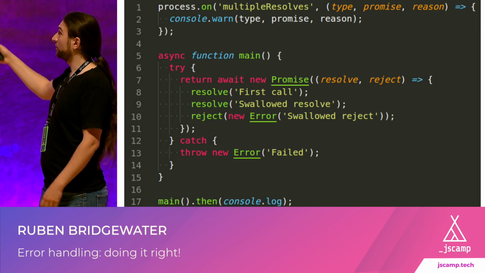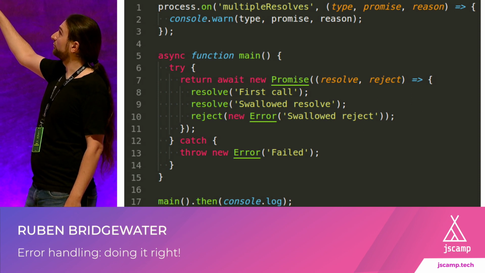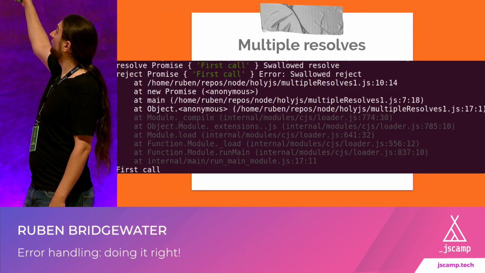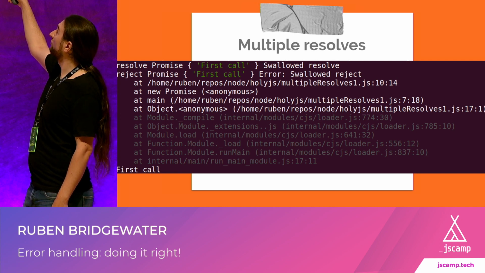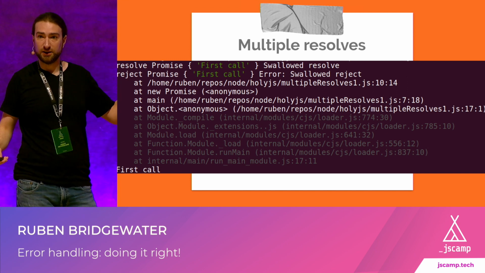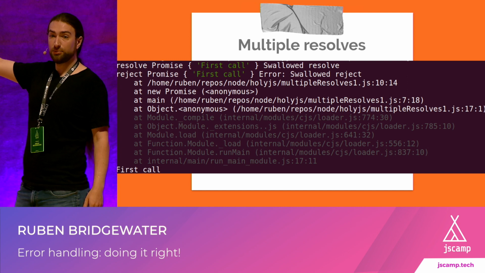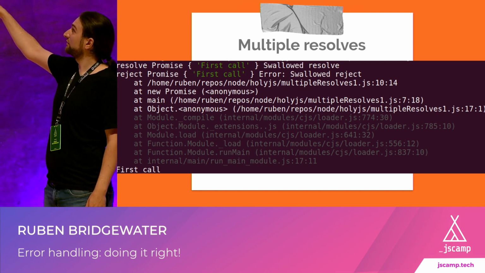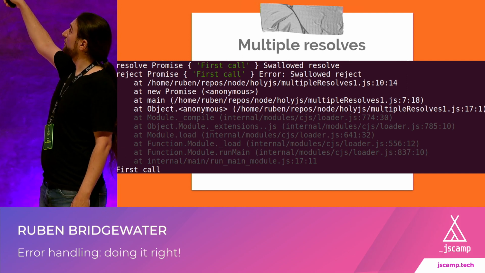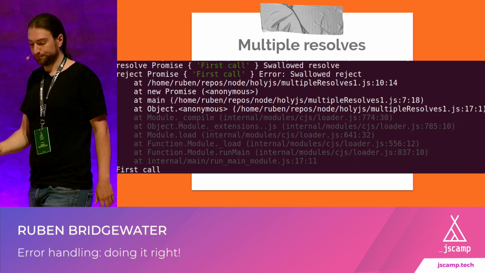This is how it's going to look if you log it. So we know we resolved more than once. The promise that resolved was the first call promise, and the content that it resolved with was swallowed resolve. So now we have the information that was formerly not accessible anymore. The same with the reject call. So we know the second part was rejected, and it is still the same promise, and it was rejected with error swallowed reject plus the stack trace. Cool.